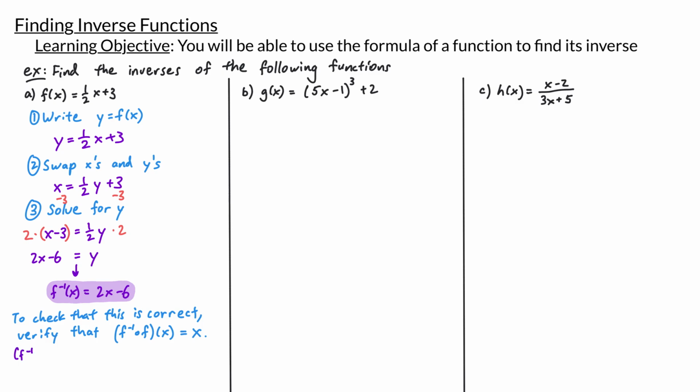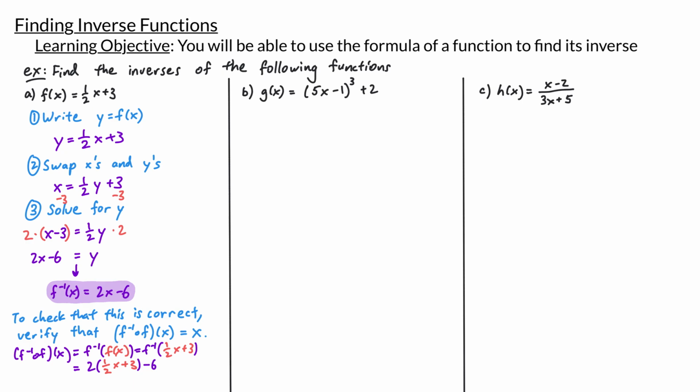So if we do f inverse composed with f of x, this, remember, is f inverse of f of x. Since f of x is 1/2 x plus 3, our expression here is f inverse of 1/2 x plus 3. Now to evaluate this expression, we want to go to our inverse function, and where we have x, we're going to replace it with our new input. So that's going to give us 2 times 1/2 x plus 3, minus 6.